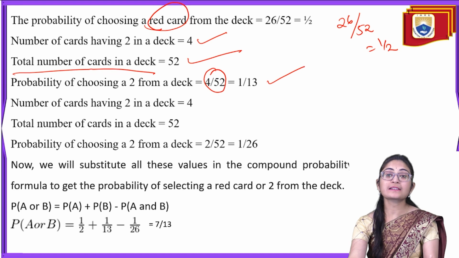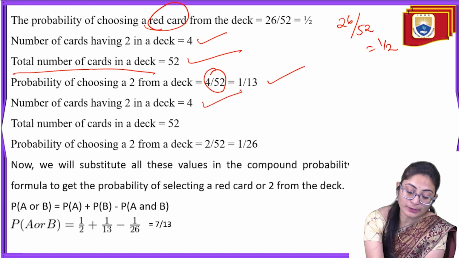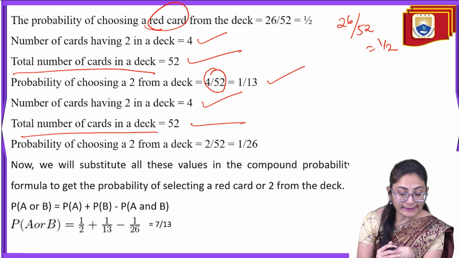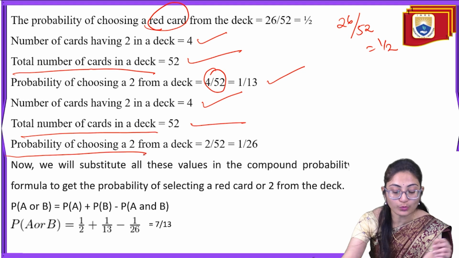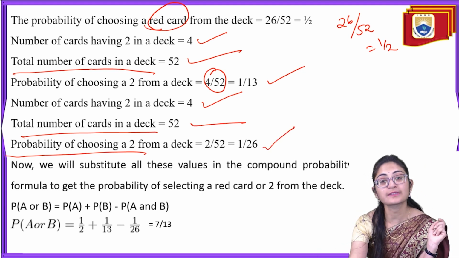Now the number of cards that are a red 2 in a deck is 2, and the total number of cards in the deck is 52. Again, the probability of choosing a red 2 from a deck is 2 by 52. That will be 1 by 26.